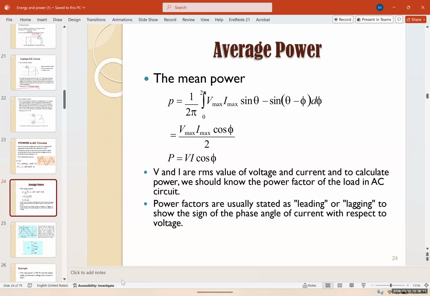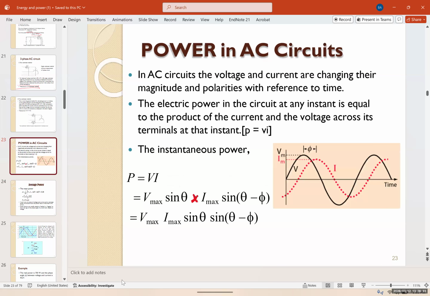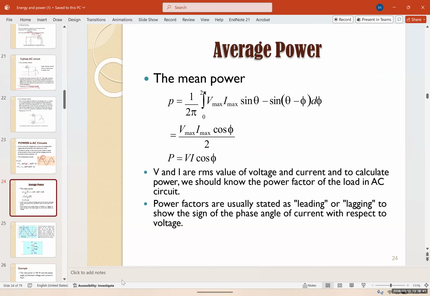Now, I can write this in another way. The mean power, the average power, is going to be 1 over 2 pi, and this is for just a sinusoid. By the way, if you have a different type of AC signal, this is not going to work. It is going to be the integral from 0 to 2 pi of V max I max sine of theta minus phi. And what is phi? Phi is your phase shift, the phase angle between the current and the voltage. Therefore, it gives you V max I max cosine of phi. In other words, we can do VI cosine of phi.